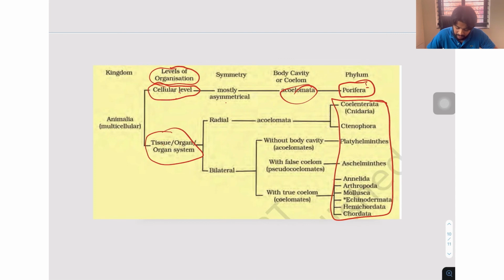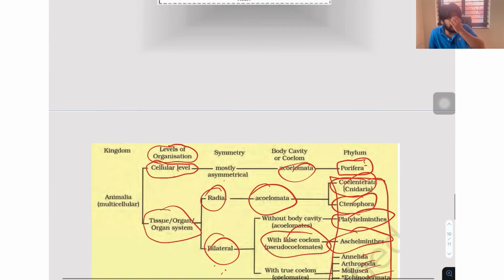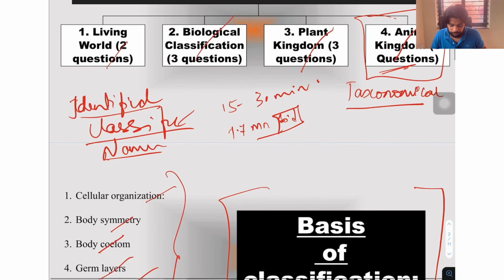Next, coming to the tissue or organ system level, some have radial symmetry but are acoelomate. There are two different phyla for this: Coelenterata and Ctenophora. If there is bilateral symmetry and no body cavity, acoelomates, they are called Platyhelminthes. Bilateral symmetry with pseudocoelomates are called Aschelminthes. Then there is bilateral symmetry with coelom: Annelida, Arthropoda, Mollusca, Echinodermata, Hemichordata and Chordata. These are the different phyla. I hope you have got this point. This is very important for us to move further.